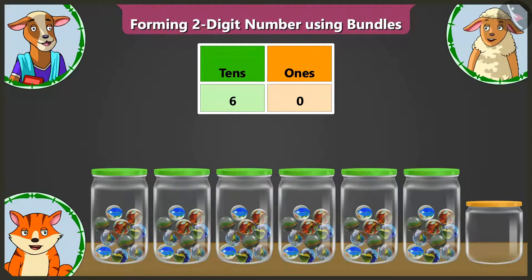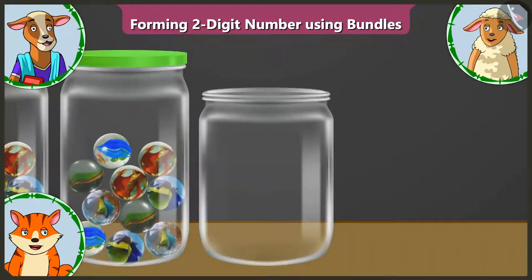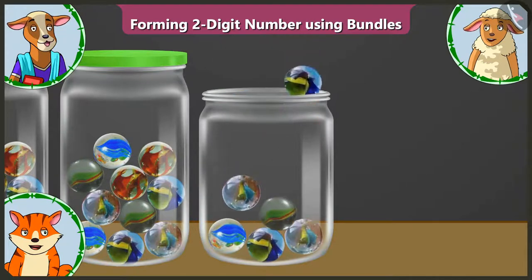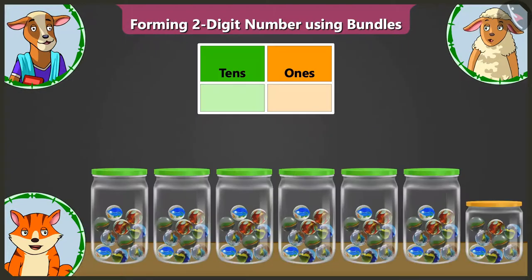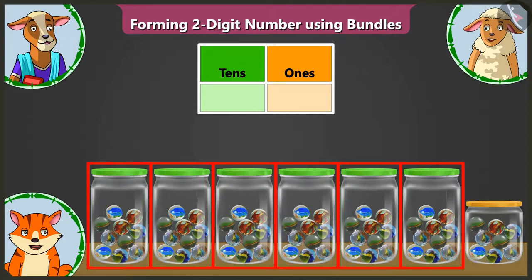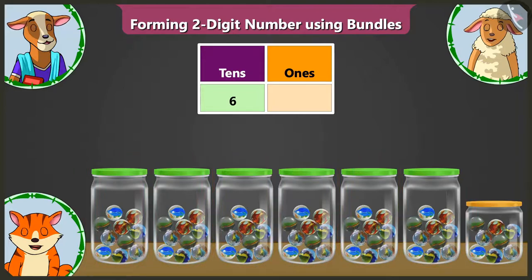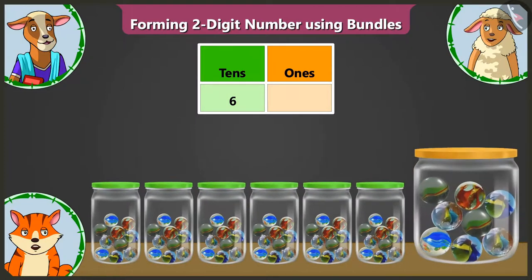We understood. Now look, in this empty 7th jar, I am putting some marbles in it. Now tell me, Lily, how many marbles are there in total? Here in the first 6 jars, there are groups of 10 marbles each. That means there are 6 groups of 10 marbles each. That is why in the tens box, we have to write 6. Well done, Lily.